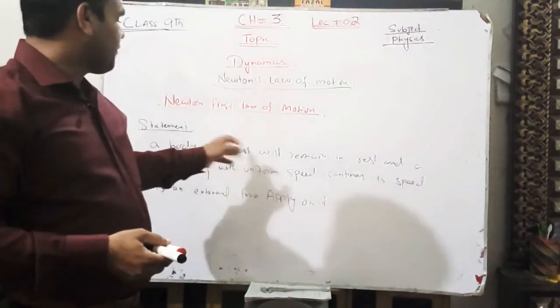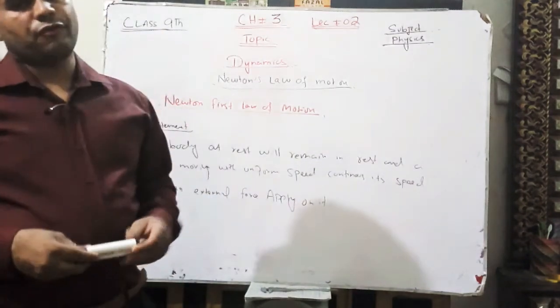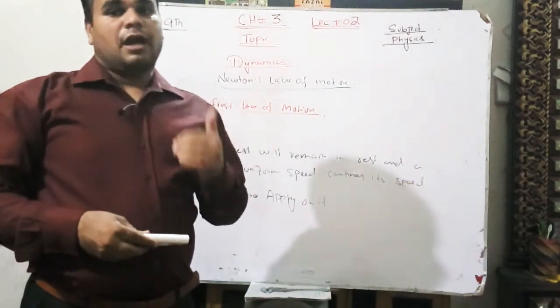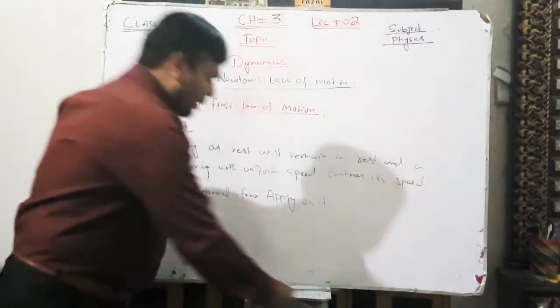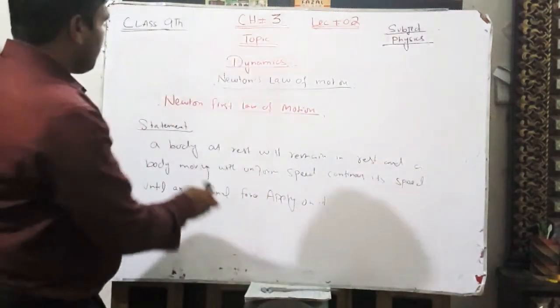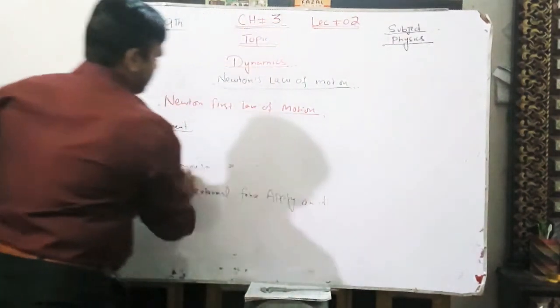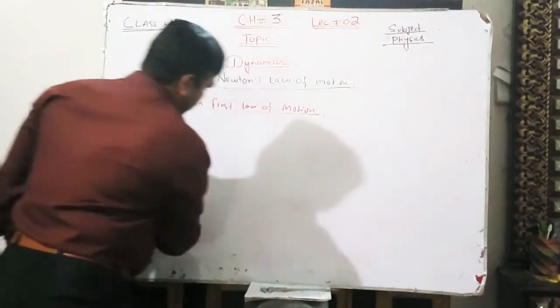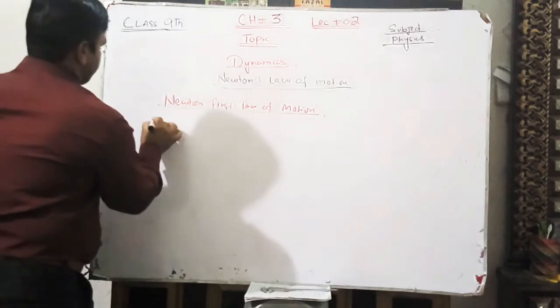A body at rest will remain at rest, and a body moving with uniform velocity or uniform speed will continue its uniform speed until an external force is applied on it. Then we see what the external forces should be. In this case, we see which forces are the external forces.